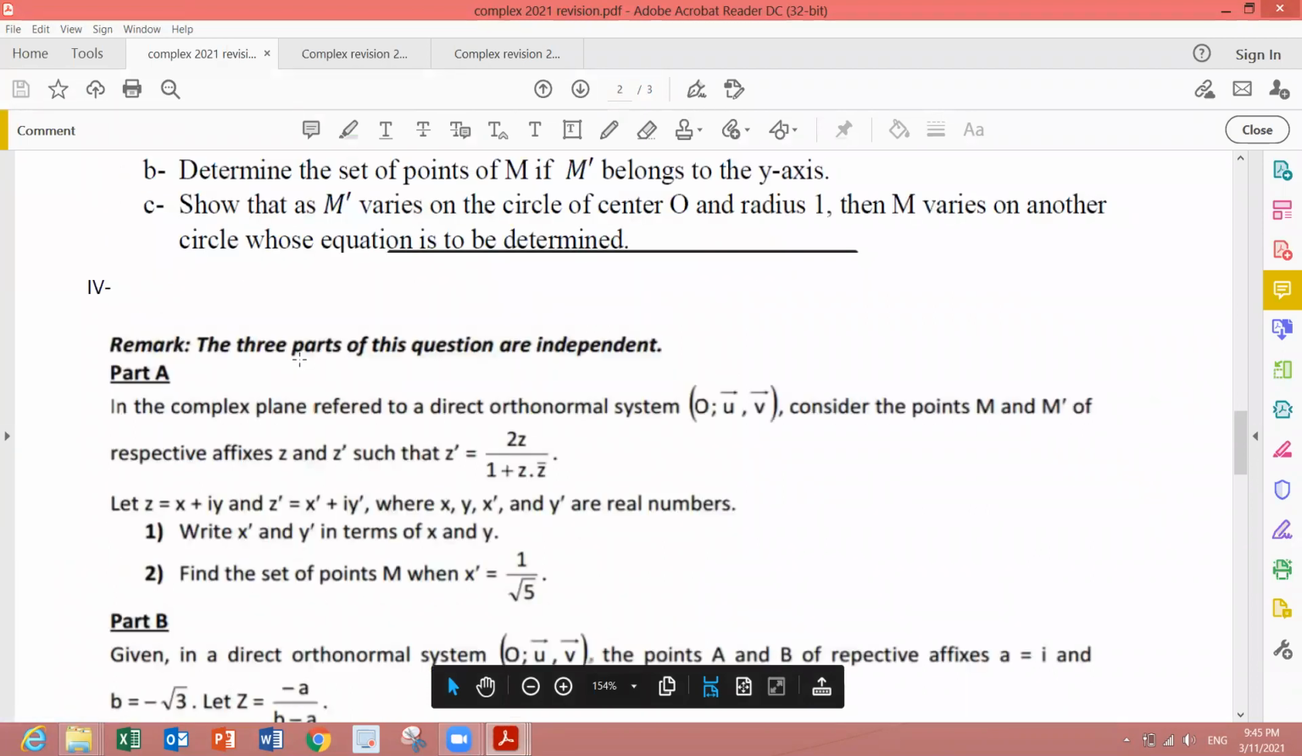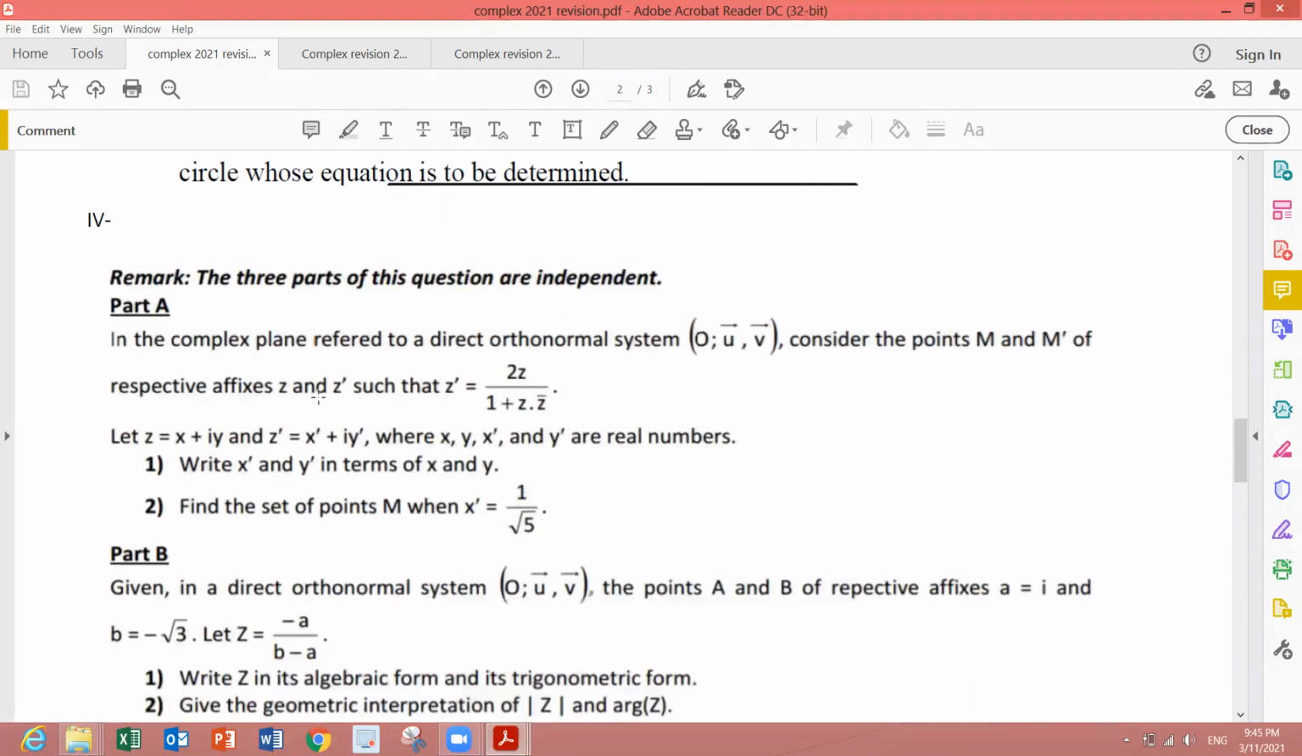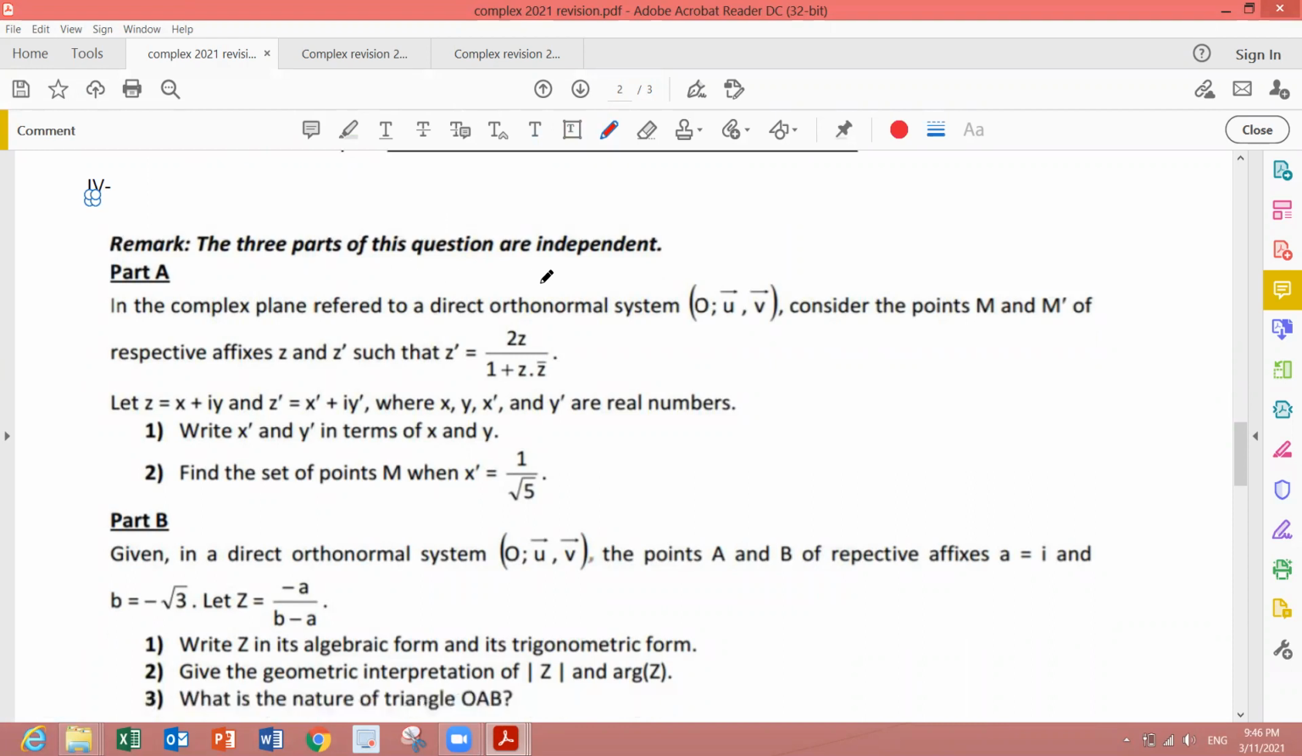Hi, in this video we are going to solve exercise 4, 5, maybe 6. So exercise 4, remark the three parts of this question are independent.